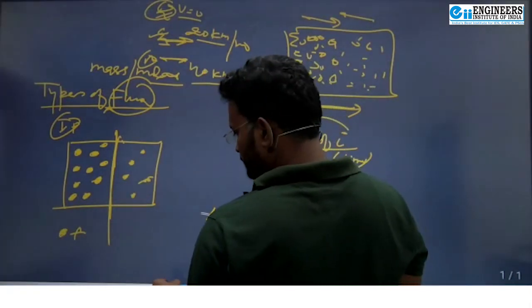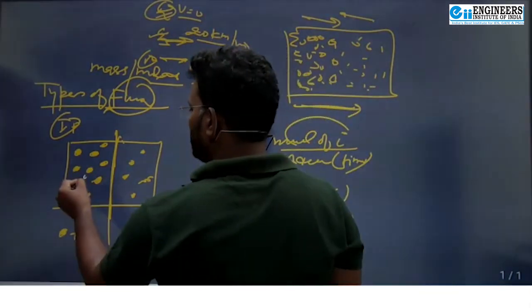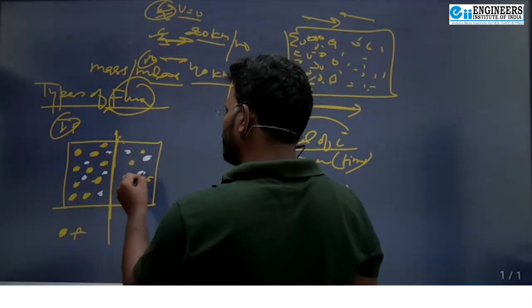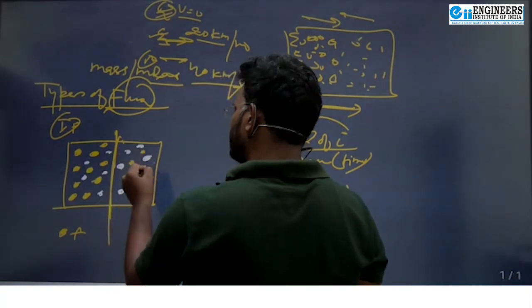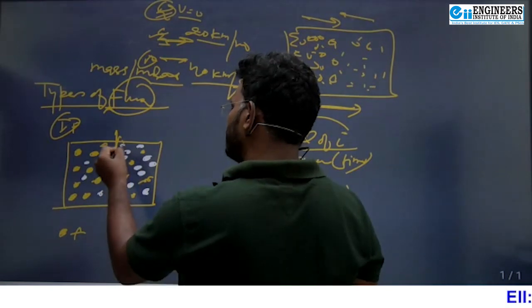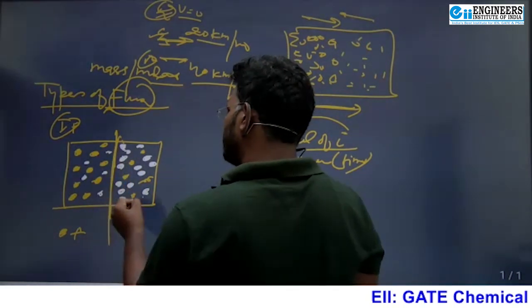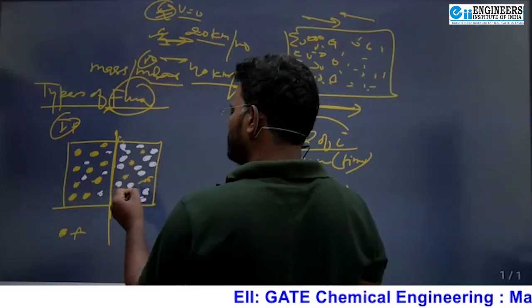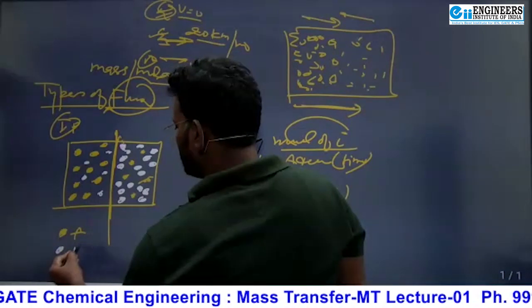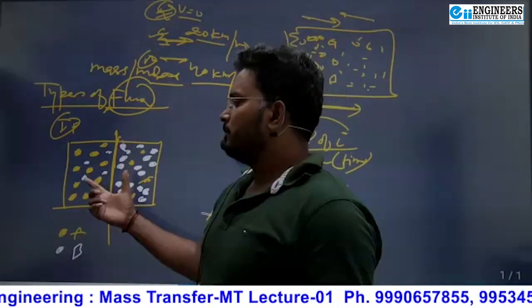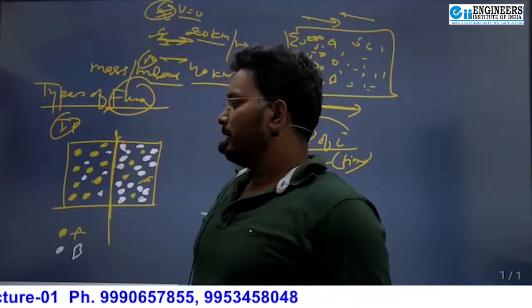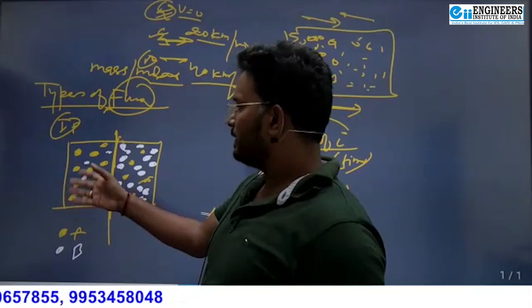Now here B molecule is also there, but here the B molecule is very high, on the right side. Clear? Now this is B. It is a mixture of two species. This system consists of two species, and in the left A and B are there and in the right A and B are there.